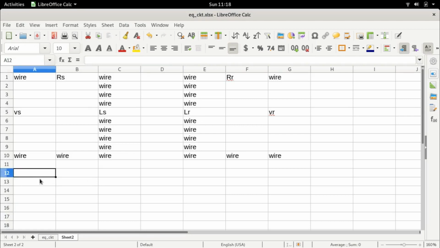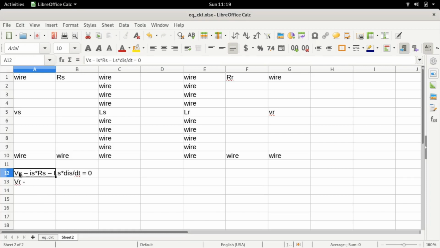And we can write these equations as well. Vs minus, let me write Is into Rs minus Ls into dis divided by dt is equal to 0. This is our stator equation. Similarly, we can think of a rotor equation.